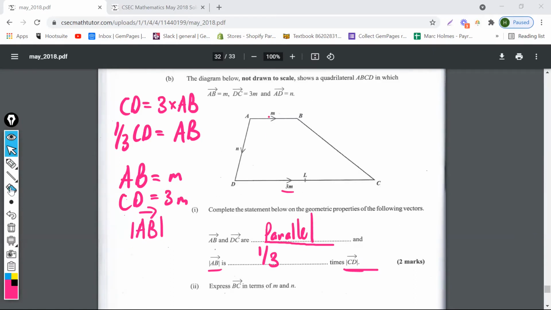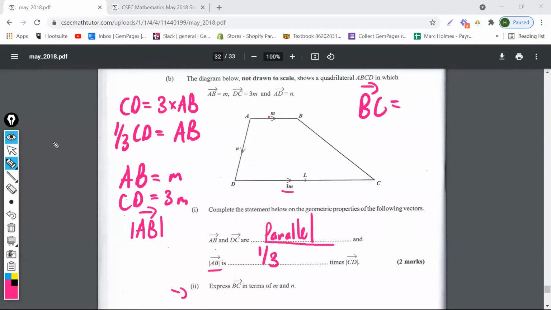And it says express BC. All right, Adrian is here now. So this one, guys, says express BC, B to C, in terms of M and N. Cool. So let's do that, guys. Let's do the one down here. Find BC. They're asking us to find BC for this vector, guys.